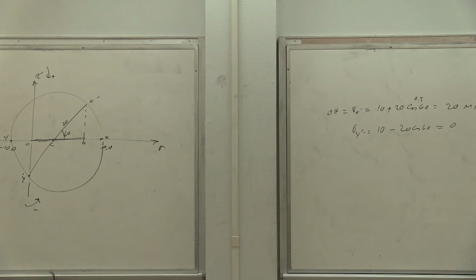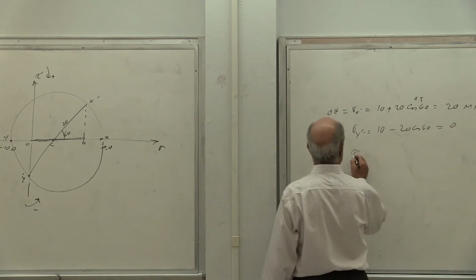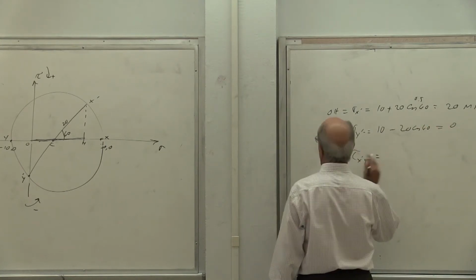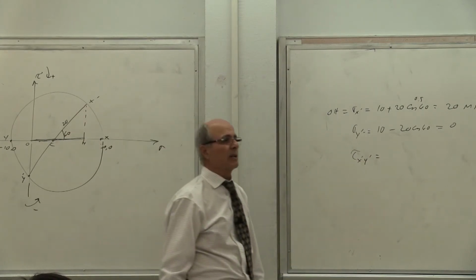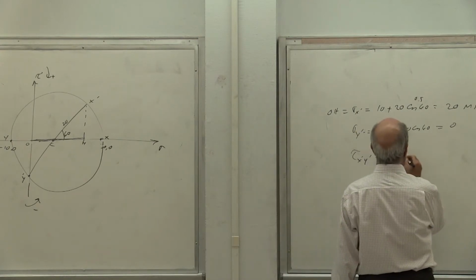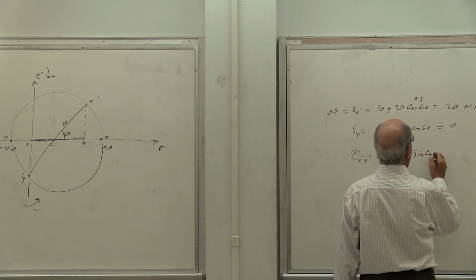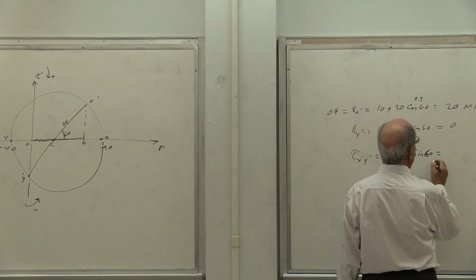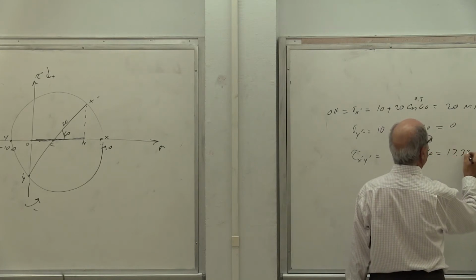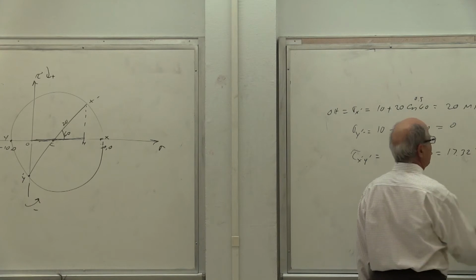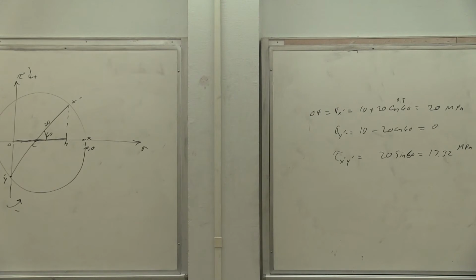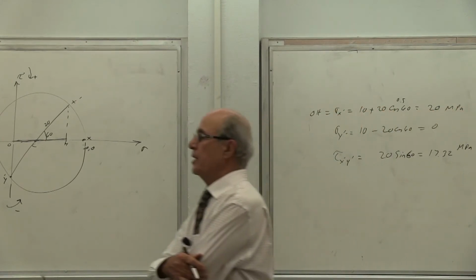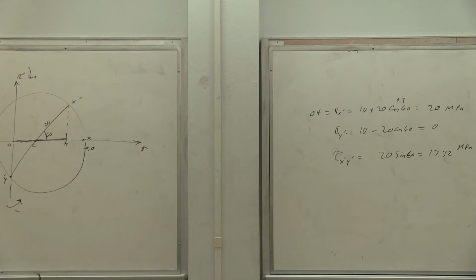Now, what's tau x prime y prime in magnitude? Tau x prime is equal to 20 times sine 60 degrees, which is 0.866, so it gives 17.32 megapascal. Is it plus or minus? It's minus. Is that correct or not? Everybody agree? Why?